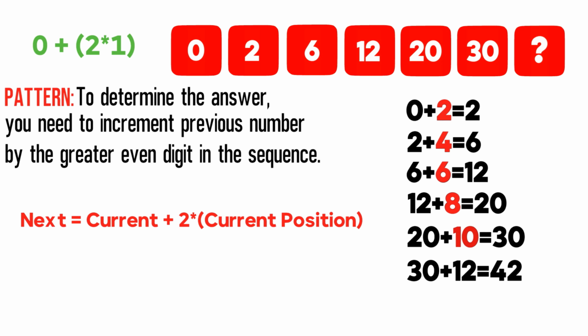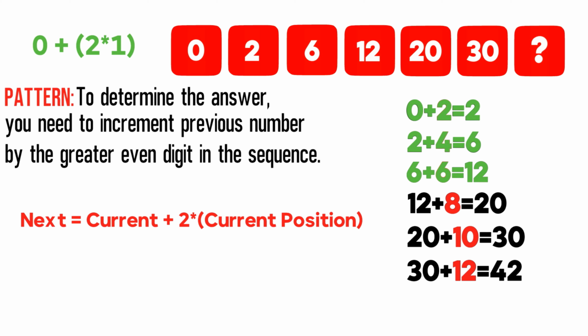The even numbers are 2, 4, 6, and you can increment them down the list. So you can add 2 to 0, the next one would be 4, 2 plus 4 equals 6. The next number would be 6, 6 plus 6 is 12.